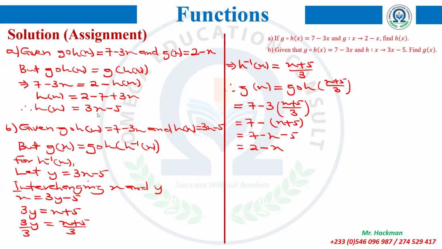If you combine this, you are going to get negative 5, then plus 3x. And I told you that anytime you have a positive term and a negative term, which one do you start with?